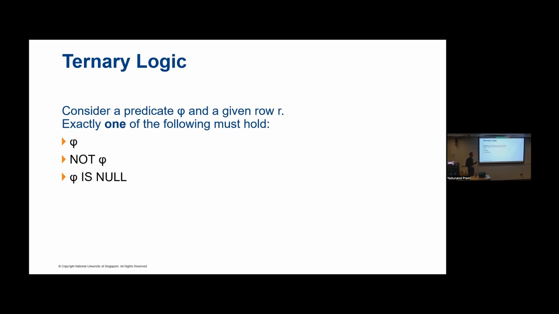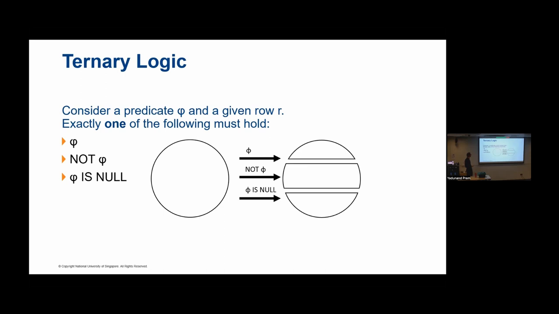And now, since we are dealing with SQL, where it is not only true and false, but also null, we also have to account for that case by checking whether the predicate is null evaluates to true. And these are called the ternary predicate variants. Based on this insight, we can take any data in our database, any kind of intermediate result, and partition it into three parts. Namely, those where the predicate evaluates to true, where it evaluates to false, and where it evaluates to null.